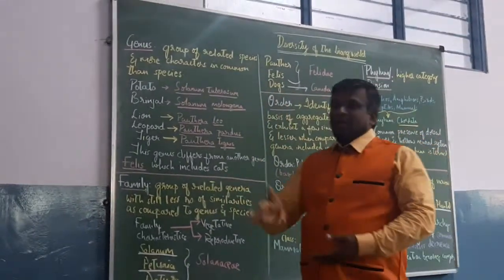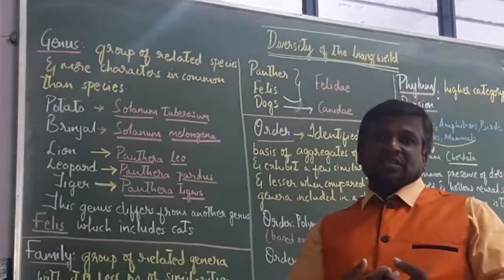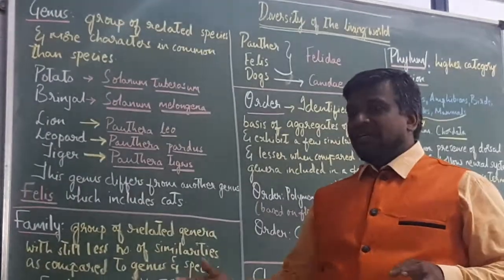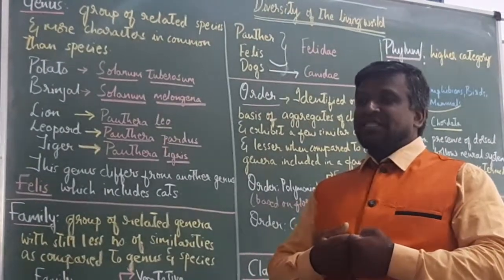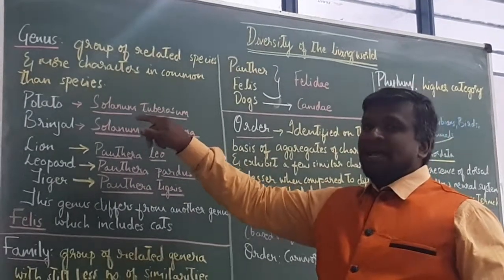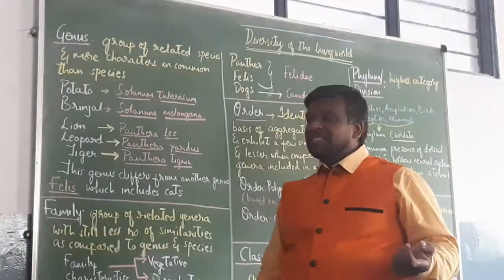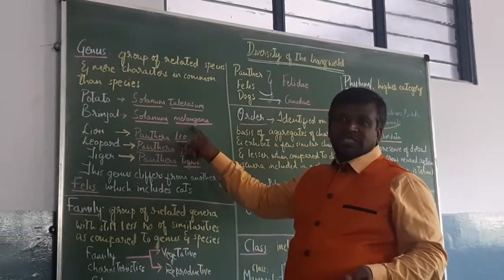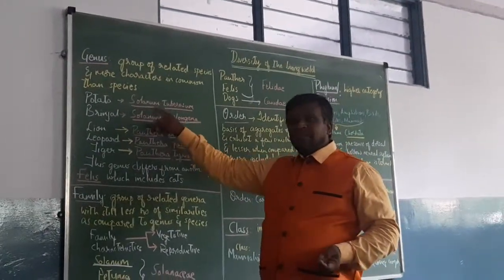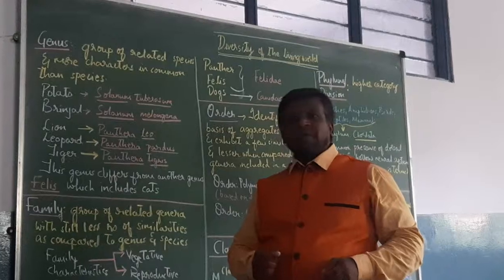See, genus or genera is a group of related species, and they have more common characteristics than species. It's a group of related species having more characters in common than species. Examples are Solanum tuberosum, Solanum nigrum, which I told you about in the previous class, and Solanum melongena. What you have to remember is that the species are different here, but the genus remains the same. This Solanum genus has some common characteristics.